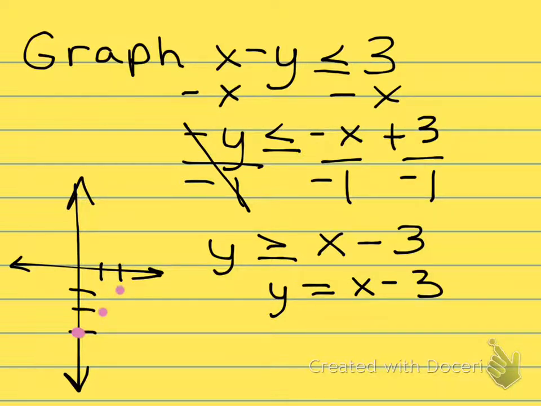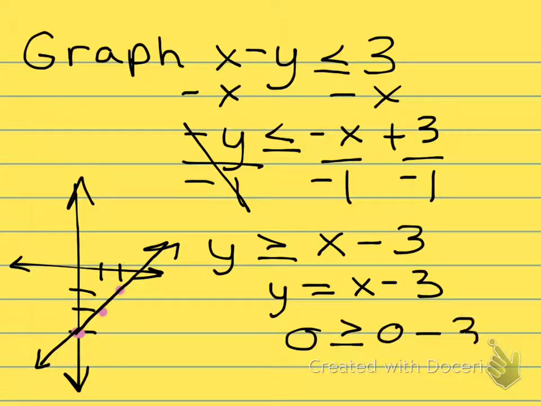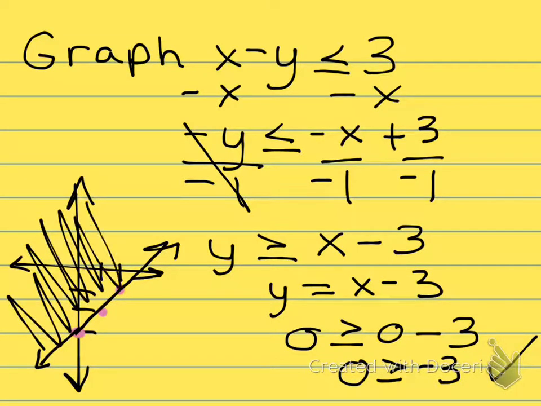And this time I have an equal to line underneath my symbol, so that means I need to draw a solid line through my points. I can use 0, 0 as a test point since my line is not going through it. So I have 0 is greater than or equal to 0 minus 3. Is 0 greater than or equal to -3? Yes. So that means I'm going to shade this time towards the 0, 0 on my graph. So this whole top section here.